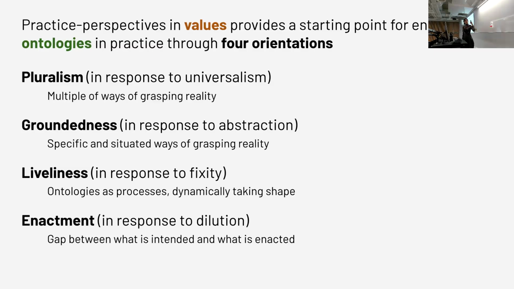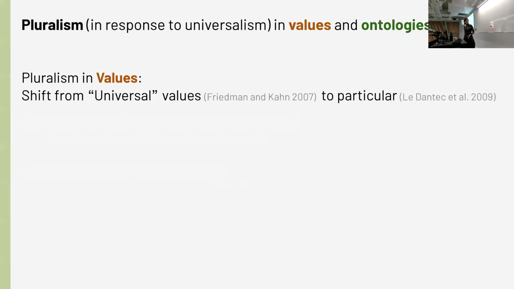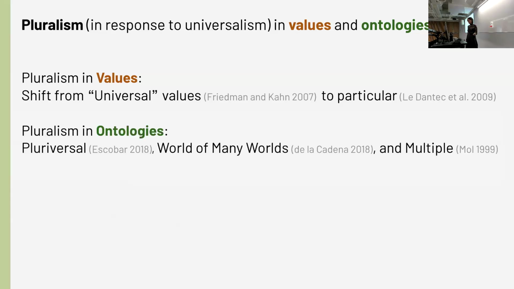So going through them and looking at where the lineage is coming from in values and where it is going in ontologies, starting with pluralism. In the values research, we've witnessed a critical shift from treating values as universal to recognizing them as particular and plural. This shift has transformed how we engage with values in design. In theory, ontological universalism has also been challenged by concepts like the pluriverse, a world of many worlds, and distinctions between multiplicity and plurality. Now let's look at an example of what ontological pluralism brings to focus in our analyses.